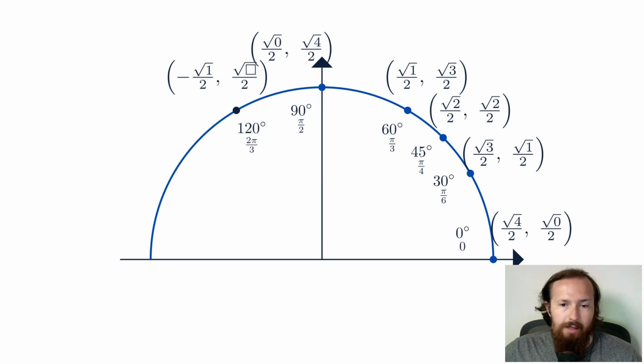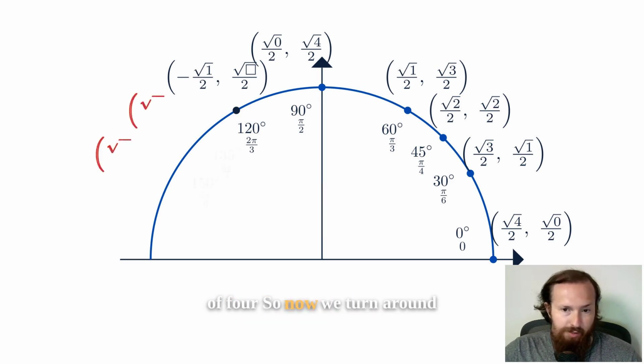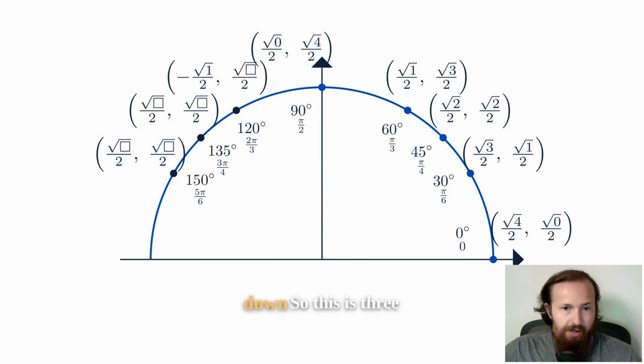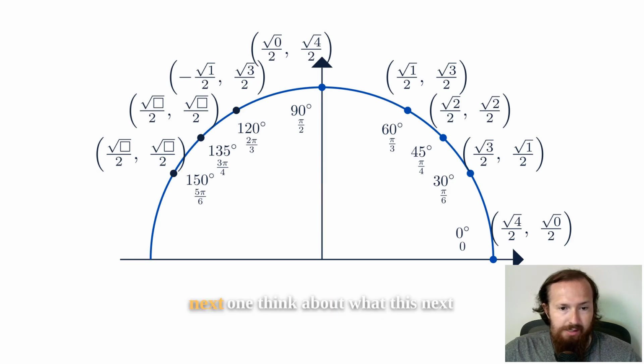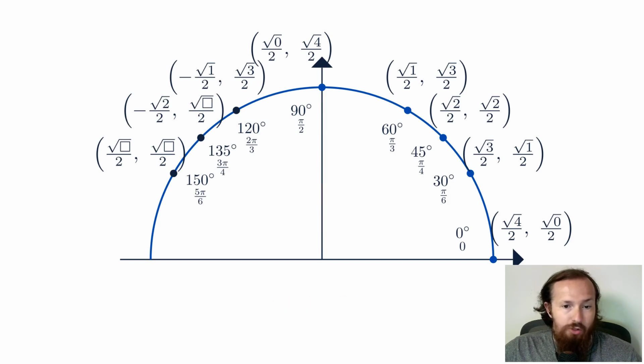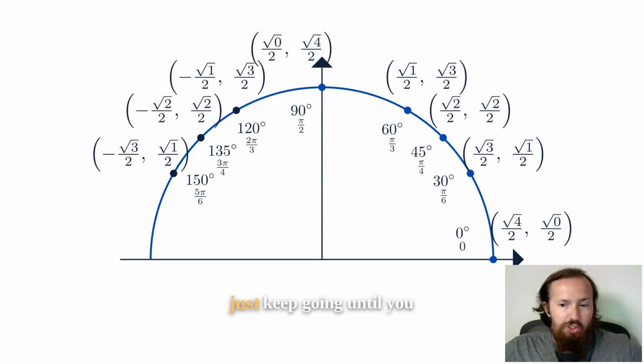So here, we hit the maximum for the y values of 4. So now we turn around and instead of going up, we start going down. So this is 3. And then you just keep going in this pattern. So this next one, think about what this next one will be. This will be negative 2 if we're counting down, negative 2 over 2. And then for the 3s, we're also counting down, square root of 2 over 2, positive square root of 2 over 2. And you can just keep going until you go down the quadrant.